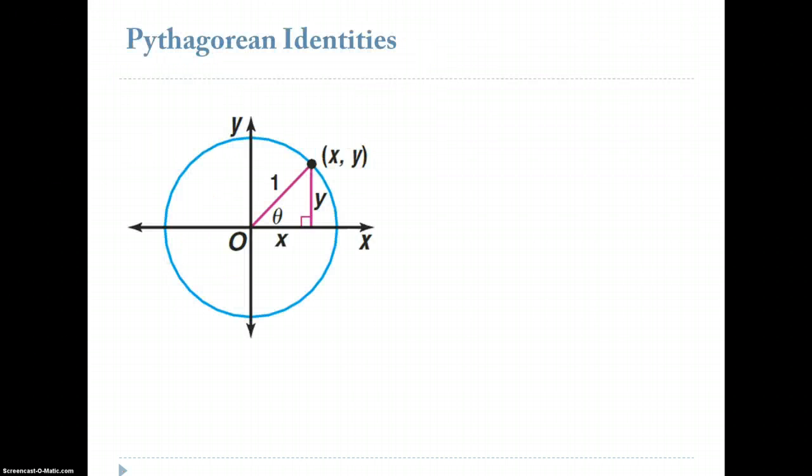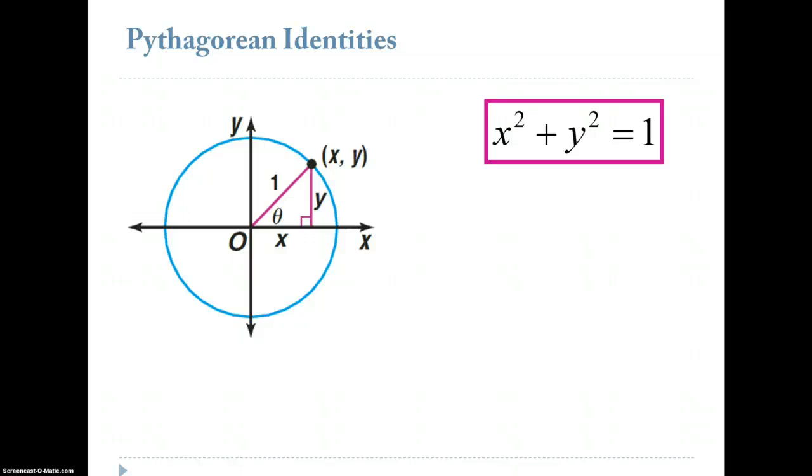Now there's a whole other set of identities known as the Pythagorean identities. And the Pythagorean identities are named after the relationship from which they are derived, namely the Pythagorean theorem. So we all know the Pythagorean theorem. We take the square of two sides of a triangle, and that's equal to the square of the hypotenuse. In the triangle inside the unit circle, we get x squared plus y squared equals 1.